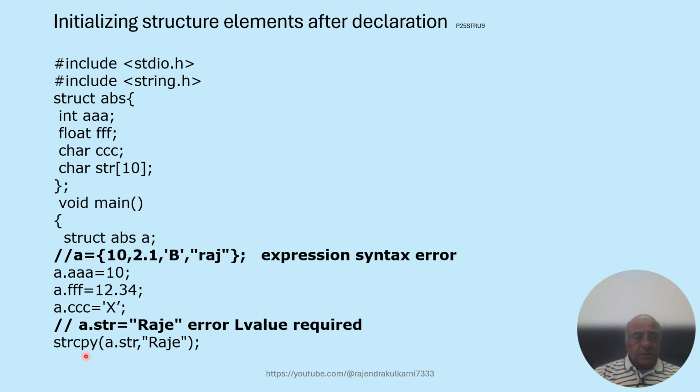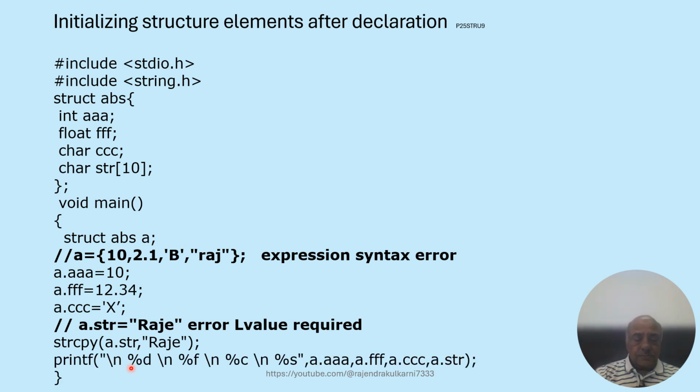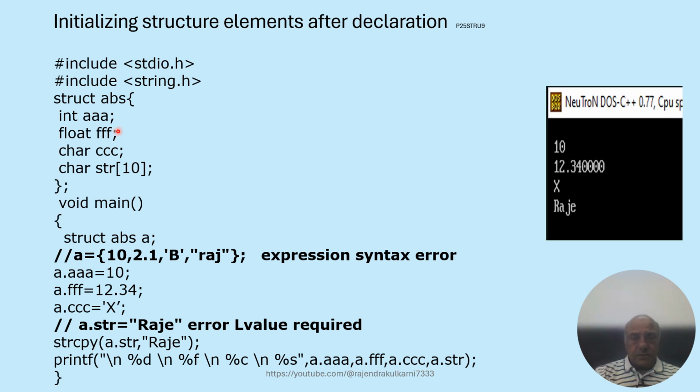So how do we assign A.str? With strcpy(A.str, and then whatever value we want to assign to this string. Raje is the one which I am using here. Then we can check whether the values have been correctly assigned or not with this printf statement, which will display the values held by structure variable A and its individual elements.